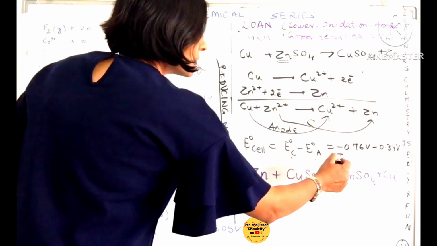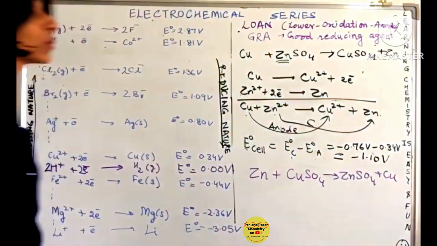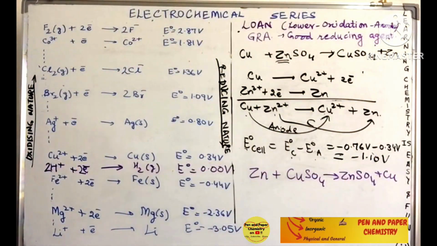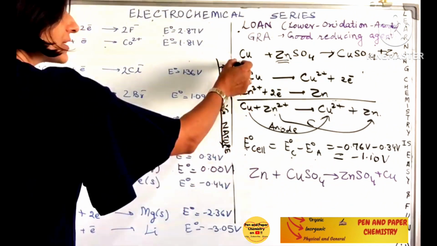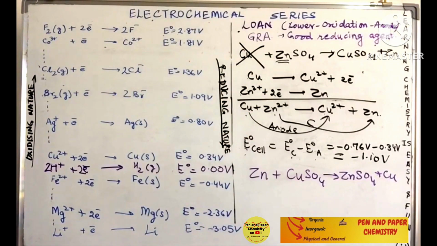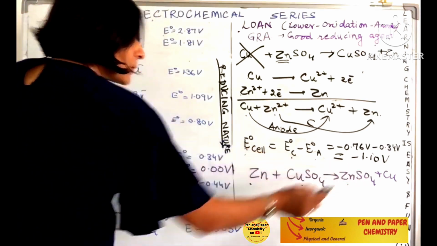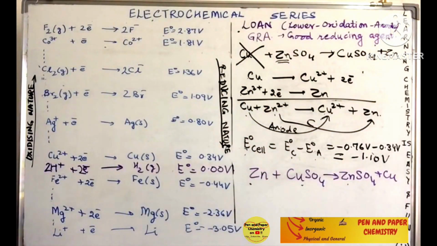Now if you notice over here, we get a value of minus 1.10 volt. Negative means that this particular cell reaction that we are talking about is not feasible. It cannot take place. It's a negative value. So let's try the other possibility. Zn plus CuSO4 gives you ZnSO4 plus Cu. Now you try and determine the E naught of this particular cell. Yes, it will be opposite, 1.10 volts.